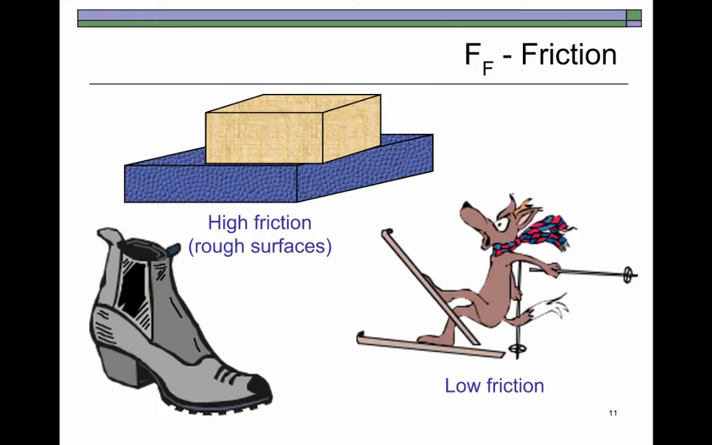FF is friction. Again, you have some rough surfaces like carpet and gravel that have a lot of friction, or you have very low friction like ice and tile.